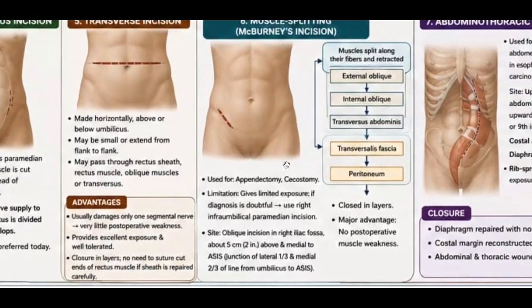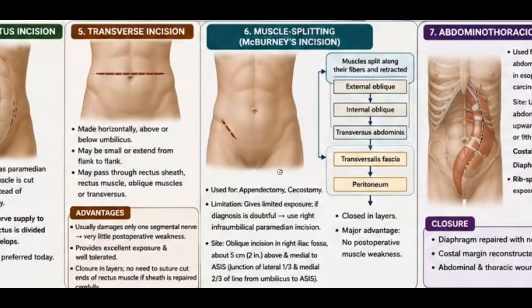Now the sixth technique here is the muscle splitting, or you can say the McBurney's incision. Now this is one of the most important clinical incisions, and it is used mainly for appendectomy or cecostomy. Appendectomy is for the appendix, and cecostomy is for the cecum.